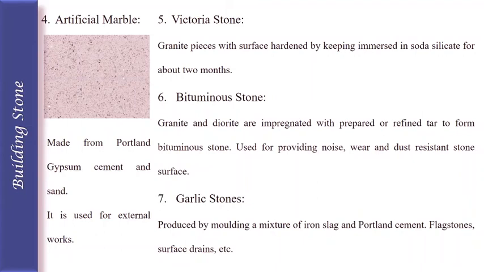Next is bituminous stone. The granite or diorite are impregnated with prepared or refined tar to form bituminous stone. These bituminous stones are used for providing a noise, wear and dust resistant stone surface. Next is garlic stone. These garlic stones are produced by molding a mixture of iron slag and Portland cement. These garlic stones are used for flag stones, surface drains, etc.